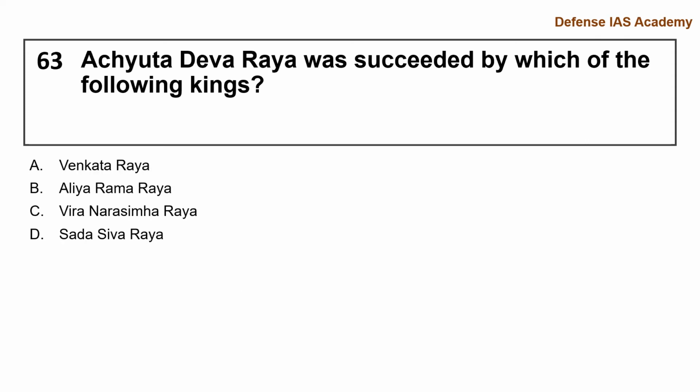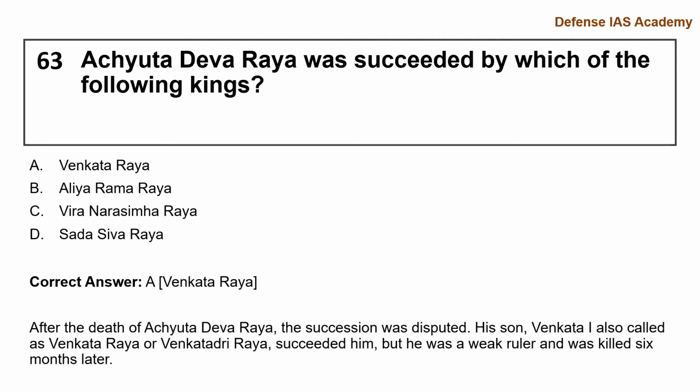Question 63. Achyuta Deva Raya was succeeded by which of the following kings? The correct answer is option A, Venkata Raya. After the death of Achyuta Deva Raya, the succession was disputed. His son Venkata I, also called Venkata Raya or Venkatadri Raya, succeeded him, but he was a weak ruler and was killed 6 months later.